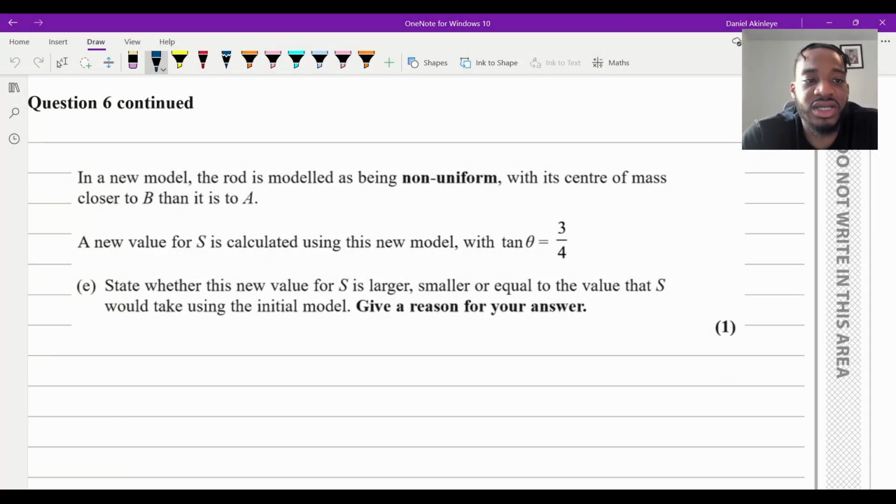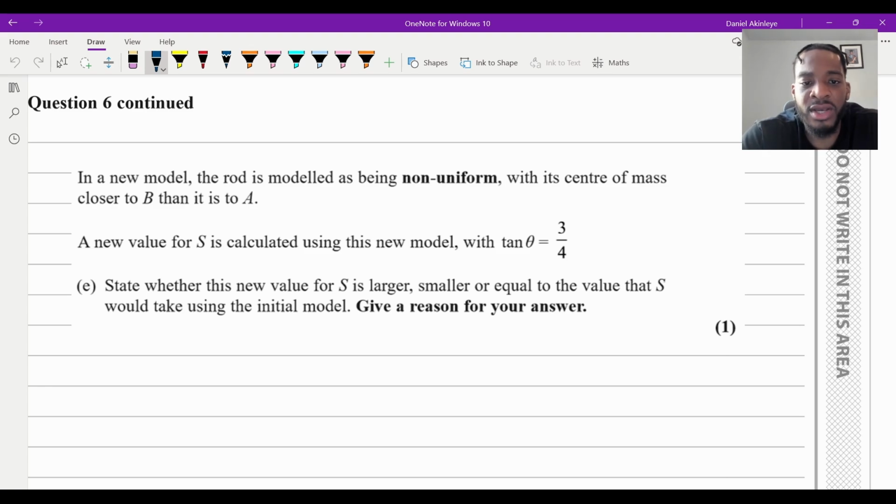Okay, so part E says in a new model, the rod is modeled as being non-uniform, with its center of mass closer to B than it is to A. A new value for S is calculated using this new model with tan theta equal to 3/4. State whether this new value for S is larger, smaller, or equal to the value that S will take using the initial model. Give a reason for your answer for 1 mark.